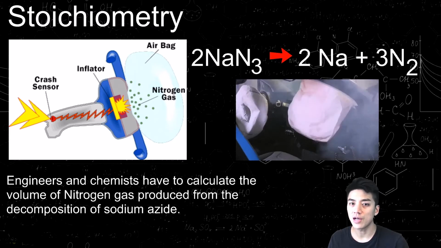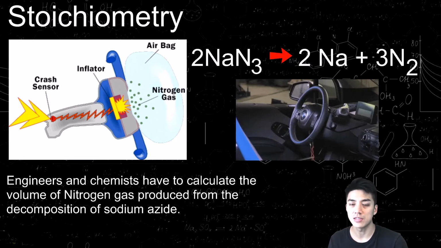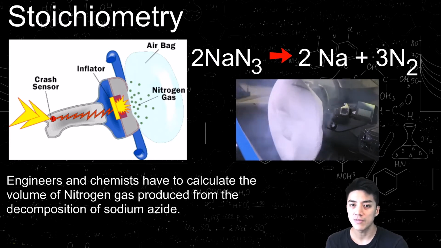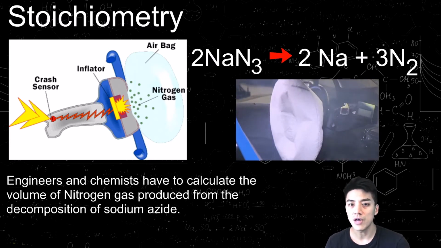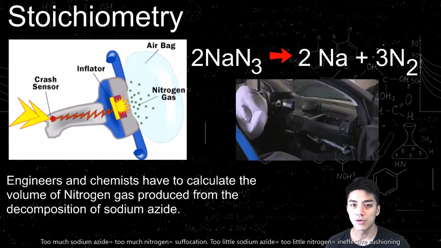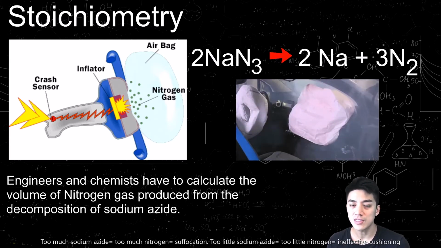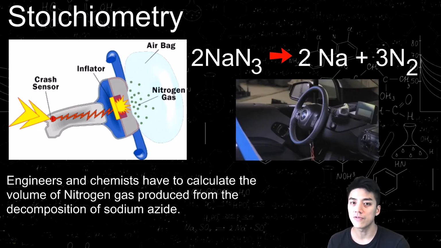and form sodium and nitrogen gas. The nitrogen gas fills up the airbag, keeping you safe from accidents and crashes. Now, designing an effective airbag requires the engineers and the chemists to have knowledge of stoichiometry, because if you have too much starting amount of sodium azide, the airbag gets too large and you end up suffocating during the accident. If the starting amount of sodium azide is not high enough, well then you don't have a big enough airbag and it's ineffective at keeping you safe. So we need the right starting amount of sodium azide so that we produce a perfectly sized airbag that can cushion you in the event of an accident.